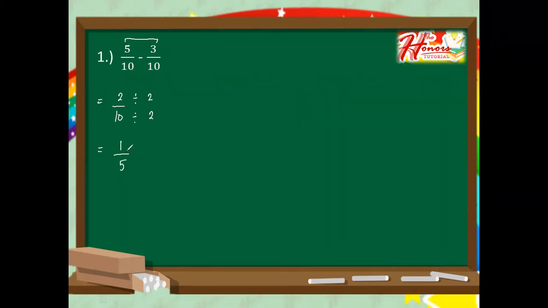Is this the final answer? Yes, it is the final answer. Why? The first reason is this. It is already a proper fraction, so therefore no need to change this into a mixed number. Second, there's no number that can divide the numerator and denominator at the same time without remainder. Next, let's have number 2.